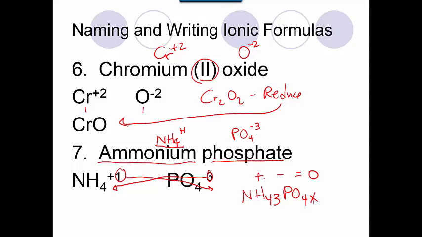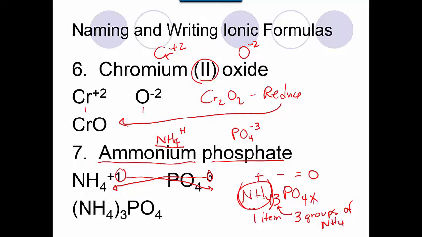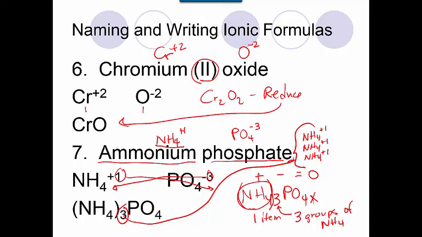So here is why we need the parentheses. We need the parentheses here so that we can keep NH4 as one item. And this 3 says that we have 3 groups of NH4. So that parenthesis means that you have 3 groups of NH4. So I'm going to write that up here. We have NH4 +1, NH4 +1, NH4 +1. So we have 3 groups right here, 1, 2, 3 of NH4.